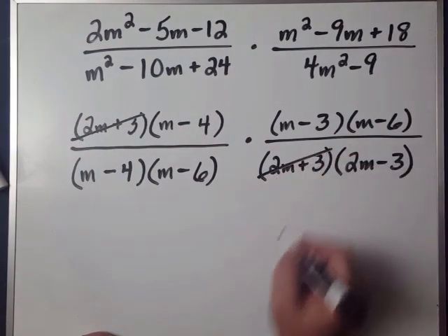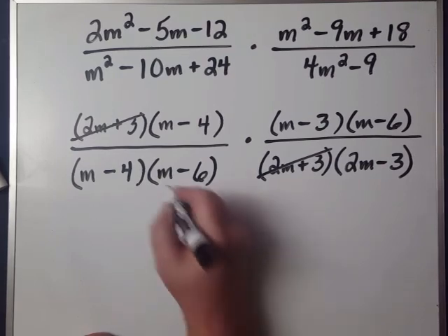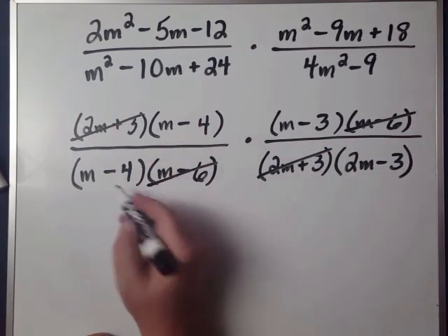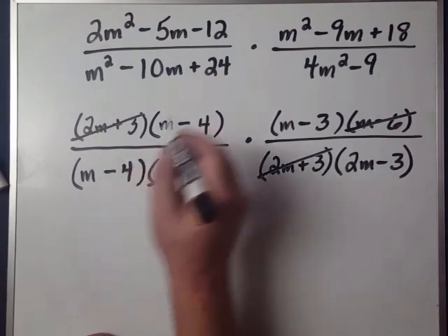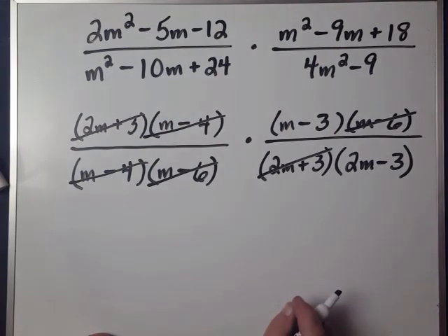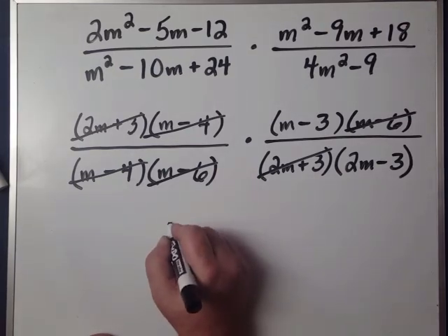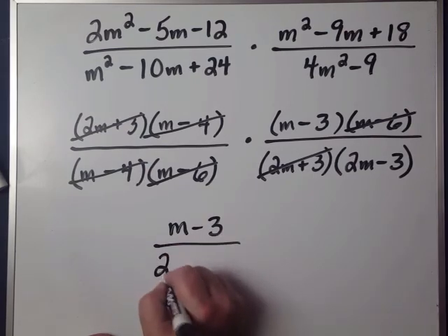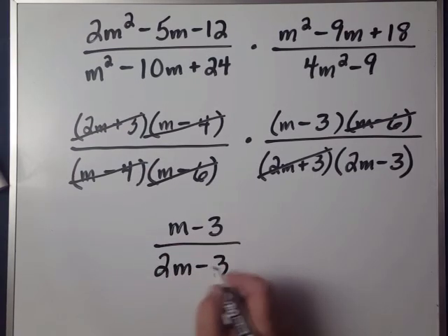2m plus 3, top and bottom. m minus 6, top and bottom. Here in the same fraction, doesn't matter, as long as one's on the top, one's on the bottom. The m minus 4s. And so I've canceled everything I can cancel. Collect my survivors. m minus 3 in the top, and in the bottom, 2m minus 3.